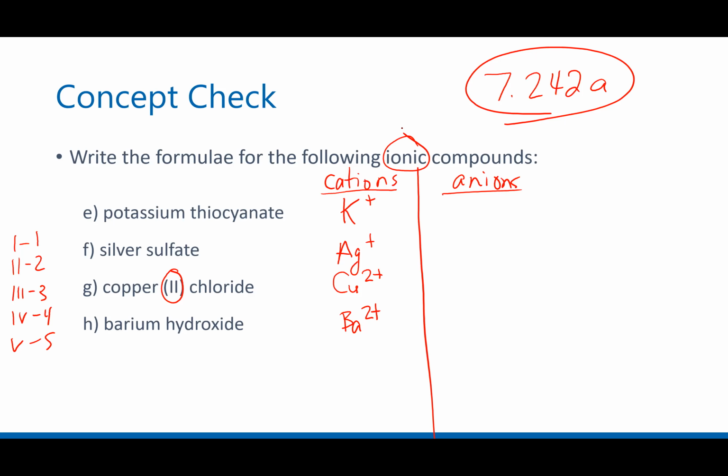All right, on to the anions. The anions are deceptively easy because the first thing you do is look at the name and try and find it in your data booklet in the polyatomic ion chart.